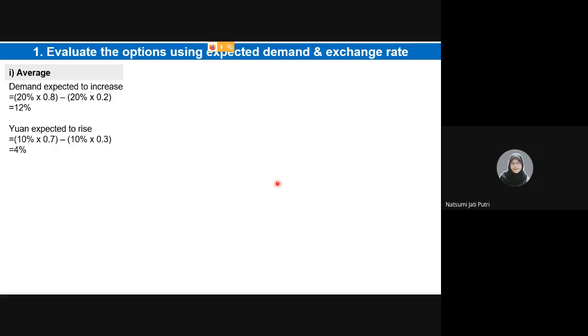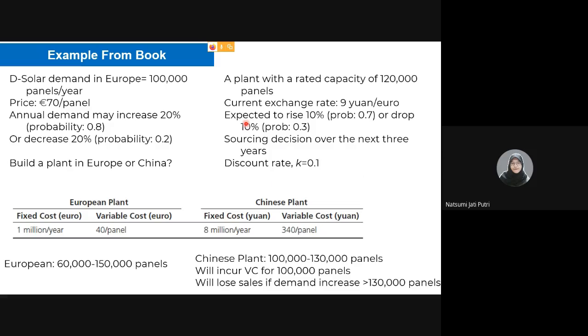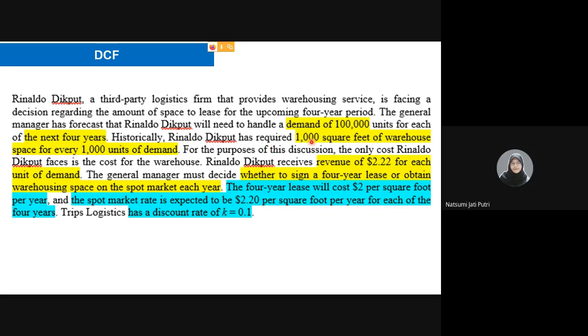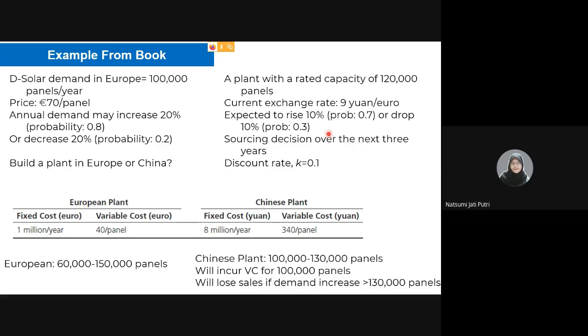This problem is different from the previous problem. In problem one, there is no probability like the demand will increase with some probability. So for that problem, we can just compute it with discounted cash flow. But for this problem, there is an expected rise and probabilities, so we need to calculate it with a decision tree.